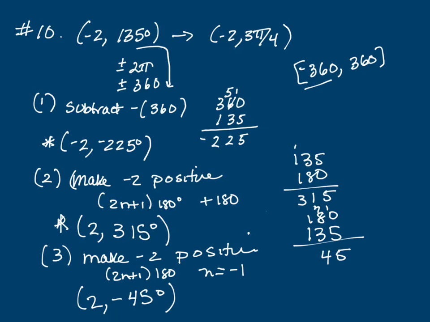So there's my 3 points. 2, -45 degrees. 2, 315 degrees. And -2, -225 degrees. Okay, so that was 9 and 10.